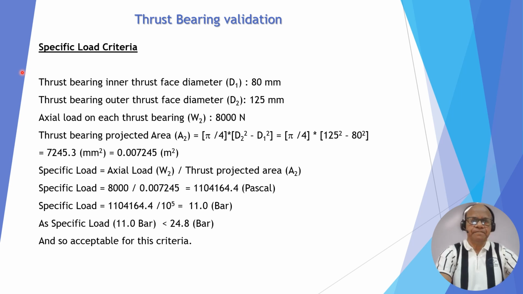Now the specific load criterion. So thrust bearing inner diameter D1 is 80 millimeter, outer is 125 millimeter. Axial load W2 is 8000 Newton. So thrust bearing projected area A2 is pi by 4 times D2 squared minus D1 squared. Putting in all the values, it comes to 7245.3 millimeter square. If you want to convert to meter square, it comes as 0.007245. So specific load is equal to axial load divided by projected area A2. So 8000 divided by 0.007245, which is equal to this number in Pascal. If you want to convert into bar, divide by 10 to the 5, which is 11 bar. That means the specific load is 11 bar, which is lesser than 24.8 bar, so this is acceptable. So this is also acceptable for the thrust bearing.